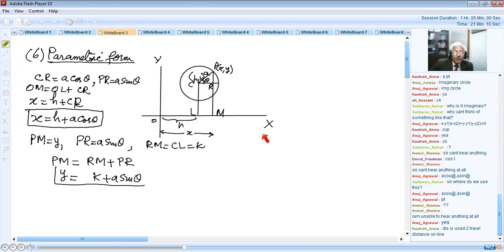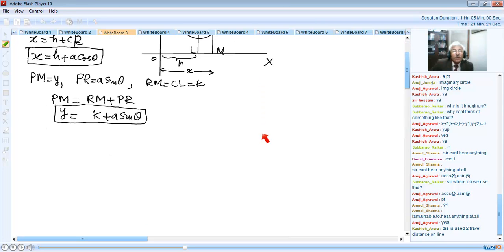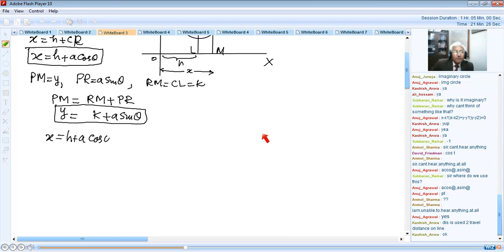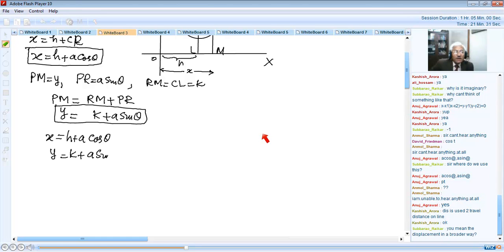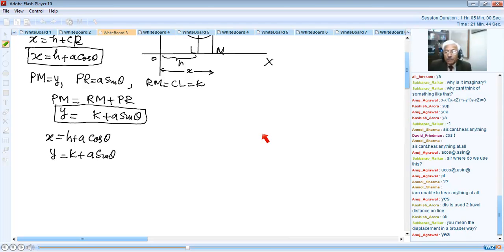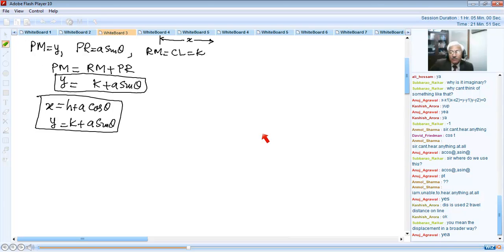So then we take up these two together. These two together, what do we get? We get x equal to h plus a cos theta and y equal to k plus a sin theta. Together, this is called parametric form. So we get this as the parametric form of the equation of a circle.